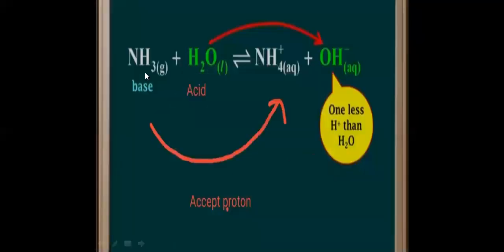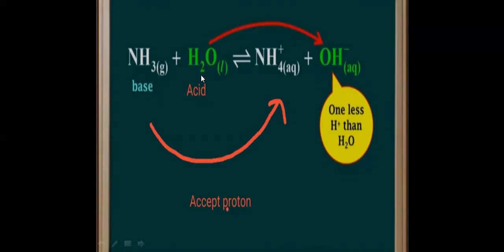Another example is ammonia. When it reacts with water, it forms ammonium ion and hydroxyl ion. According to the Lowry and Bronsted concept, ammonia has 3 hydrogen atoms, and in this case it has 4 hydrogen atoms. It means ammonia accepts a proton. So as ammonia accepts a proton, it is a Lowry-Bronsted base.